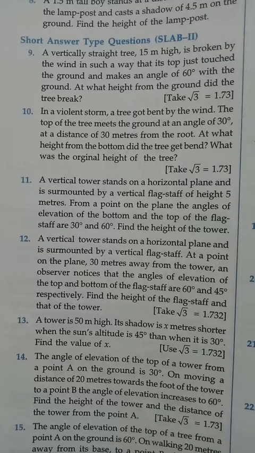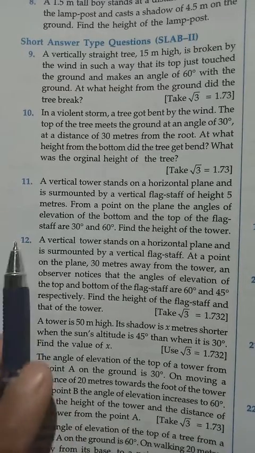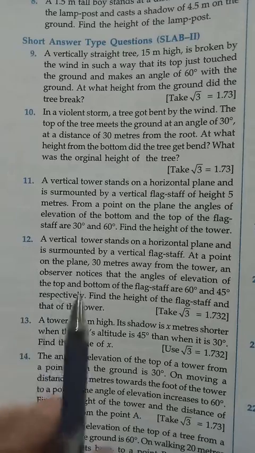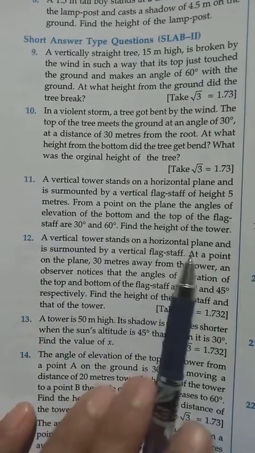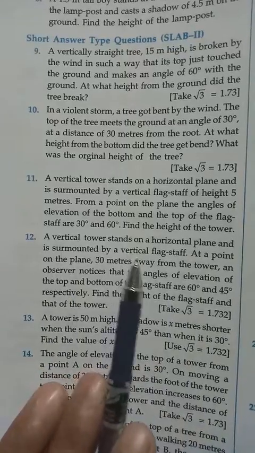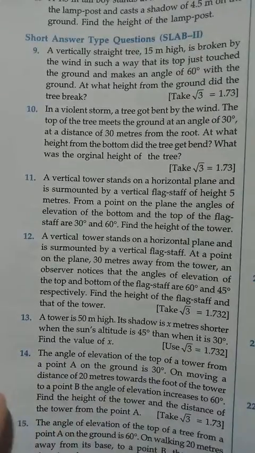Today let us continue with chapter 9, application of trigonometric ratio. We'll see question number 12. Here we have a vertical tower which stands on a horizontal plane and surmounted by a vertical flagstaff. Let us try to form the drawing first.